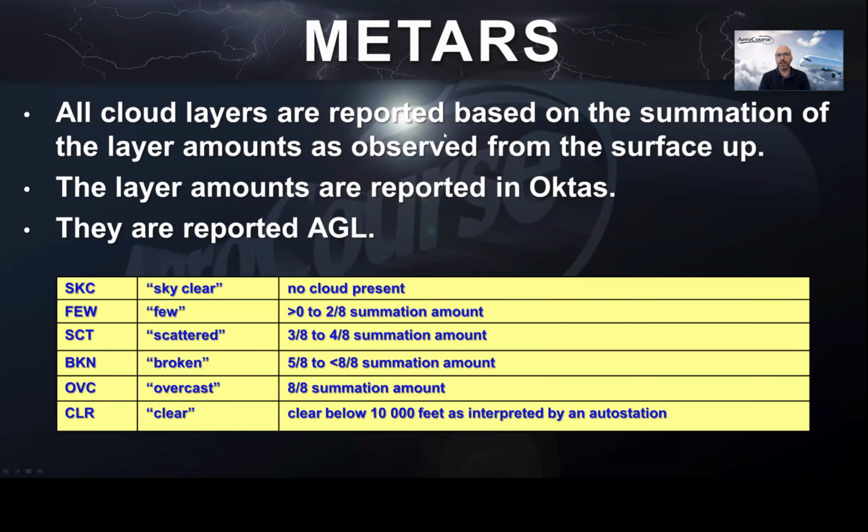All right, this is also something that people get tripped up on: the oktas, the coverage of cloud layers. In a METAR, it's important to realize that cloud coverage is based on a summation of the layers. That means when they report a cloud layer, they include the layer below it when they give you the coverage. So if you have multiple layers of clouds, you do not have a very accurate indication of how much cloud coverage there actually is.